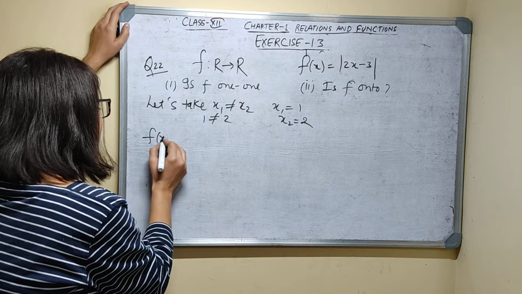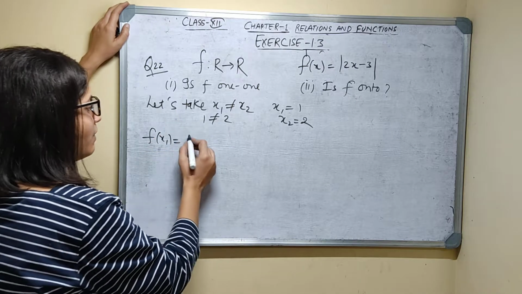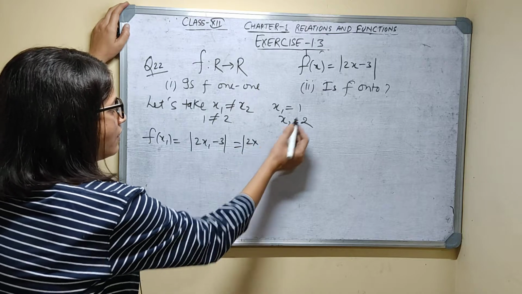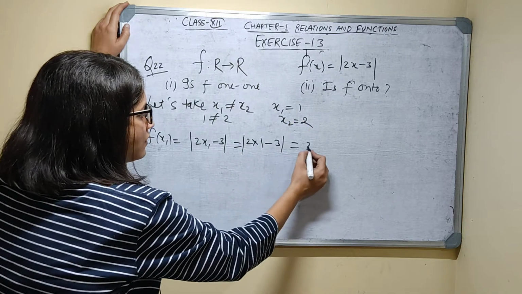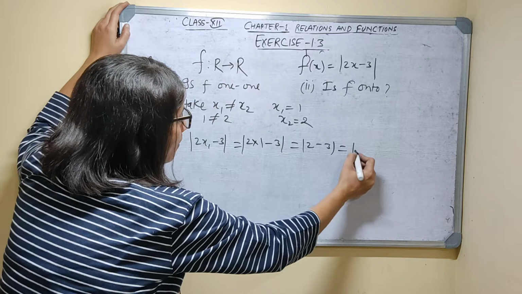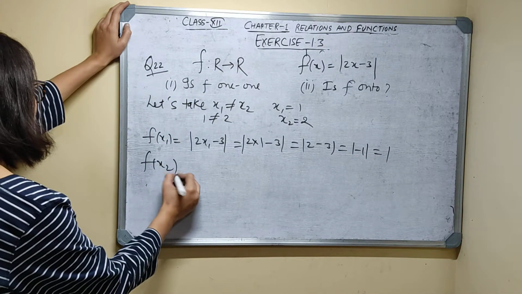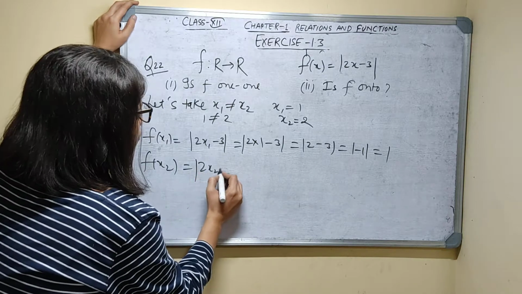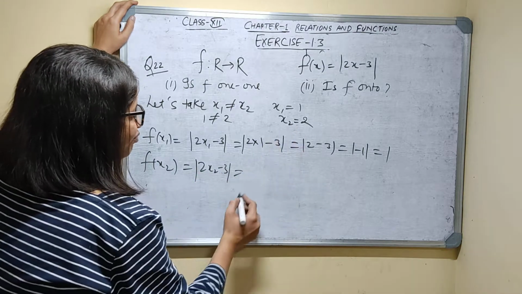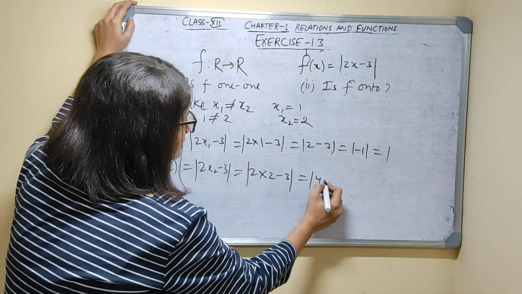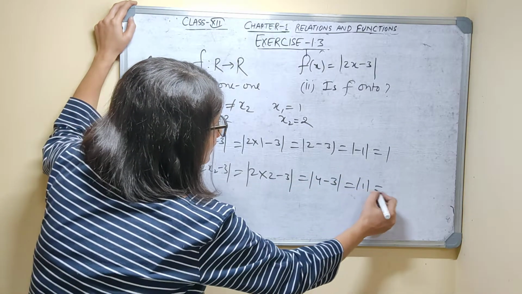So first I will find f of x1. f of x1 will be mod of 2x1 minus 3, and x1 is 1, so 2 into 1, that is 2 minus 3, mod value. So mod of minus 1 will be 1. And when I find f of x2, that is mod of 2x2 minus 3, and x2 value is 2, so 2 into 2 minus 3, 4 minus 3, that is mod of 1, which is also 1.